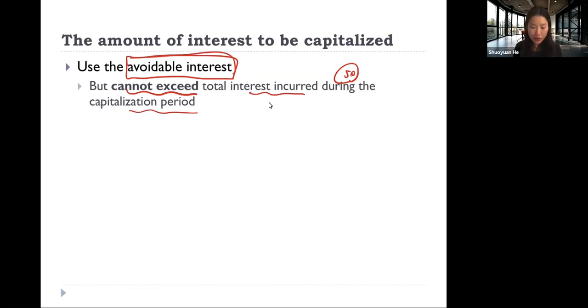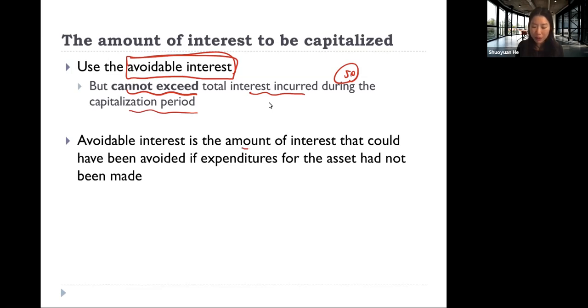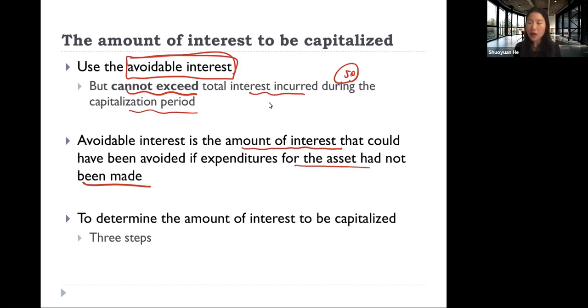So we use avoidable interest here. What is avoidable interest? Avoidable interest is the amount of interest that could have been avoided if expenditure for the asset had not been made. So if we had not been making those expenditures to self-construct the asset, we could avoid those interests. That is the avoidable interest. We're going to look at an example very shortly. It is not hard to calculate at all. Once we look at the example, you'll understand it.